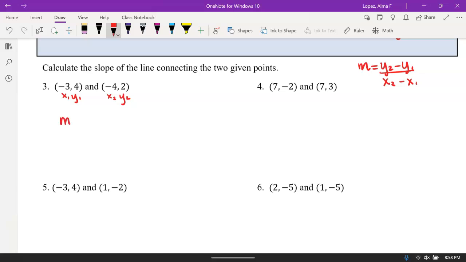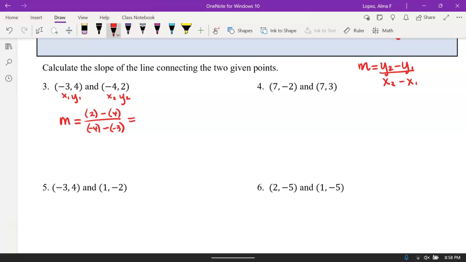Let's plug into our slope formula and solve. When I plug in, I want you to make sure that you use parentheses around the y sub 2 minus y sub 1 and the x sub 2 minus x sub 1. Why? Because occasionally you'll have a double negative and I don't want you to lose it.